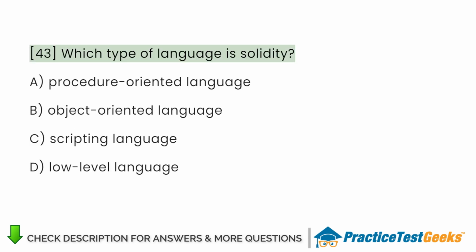Which type of language is Solidity? A. Procedure-oriented language. B. Object-oriented language. C. Scripting language. D. Low-level language.